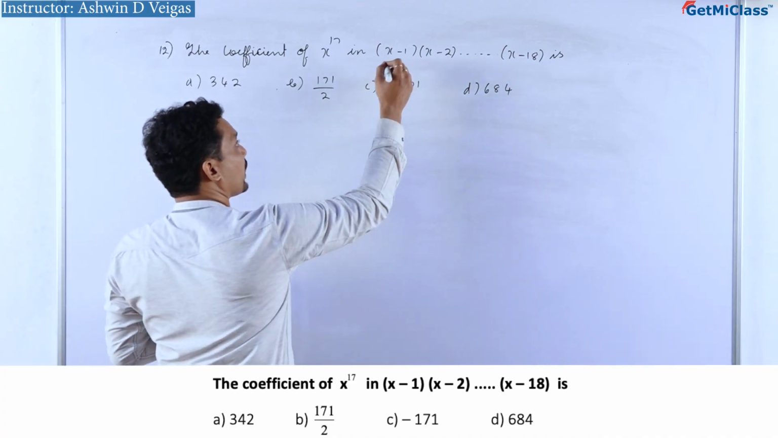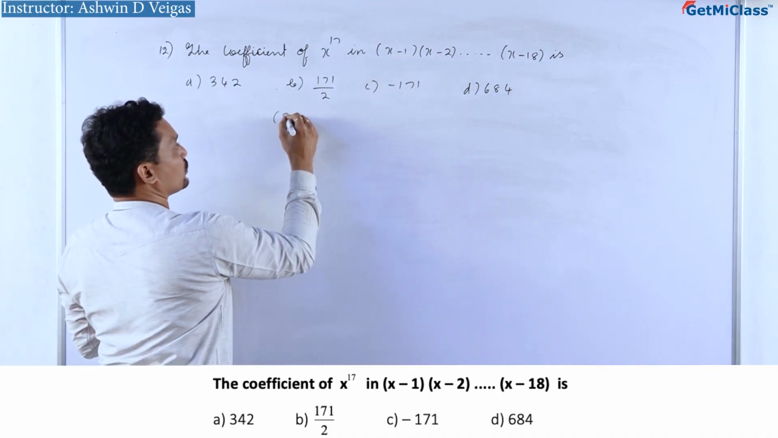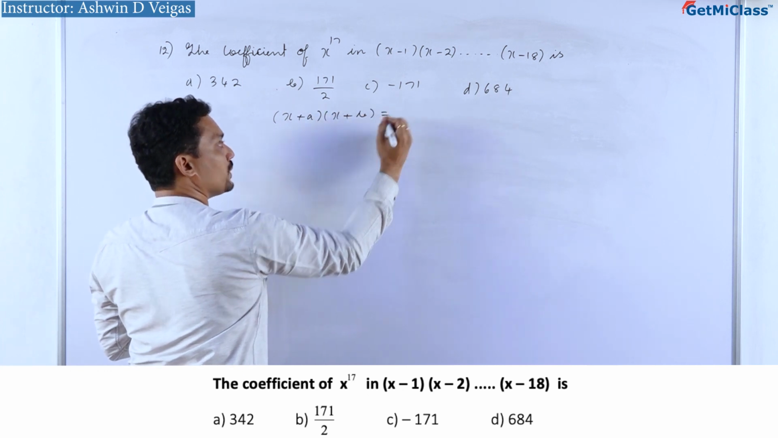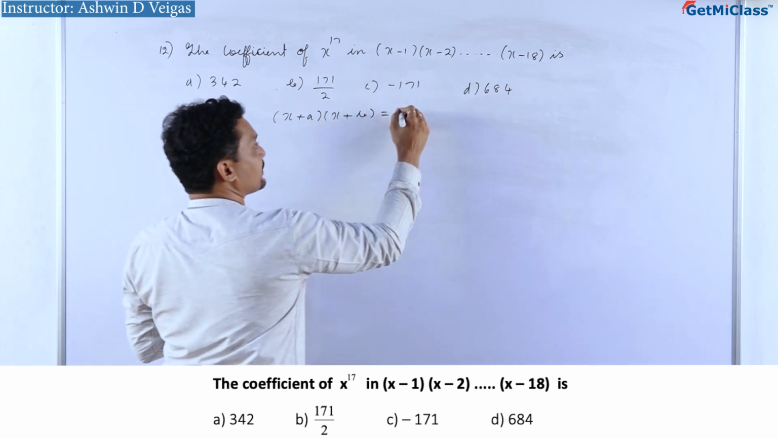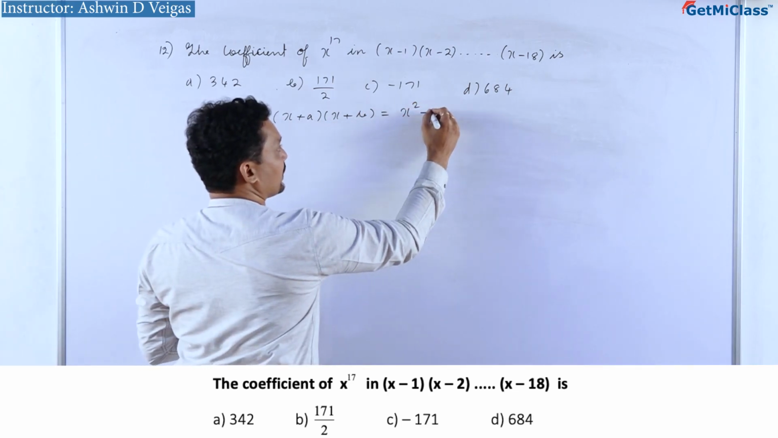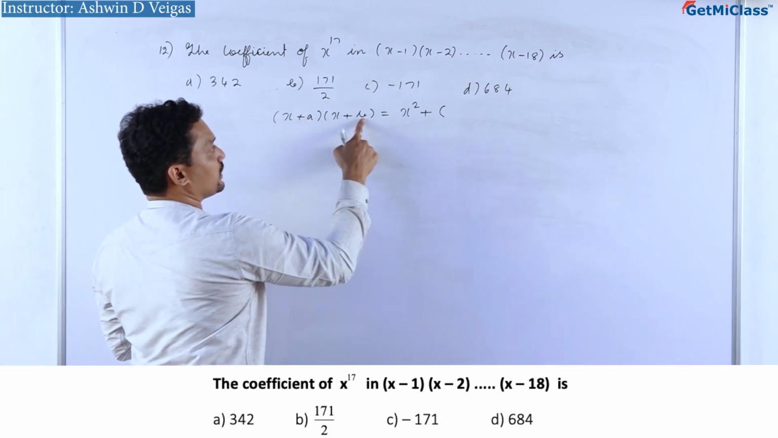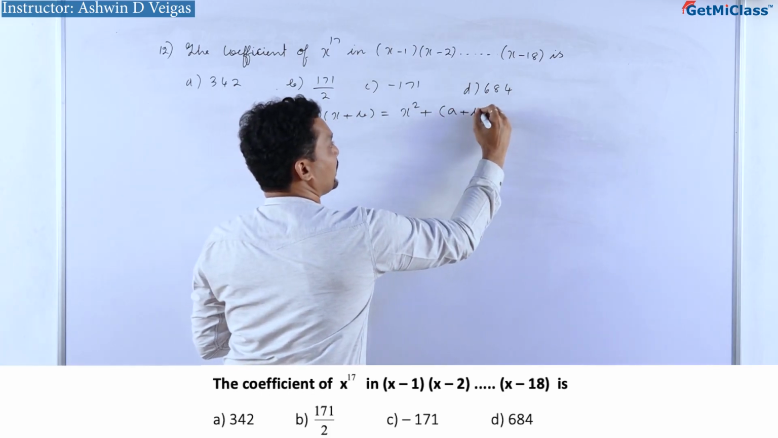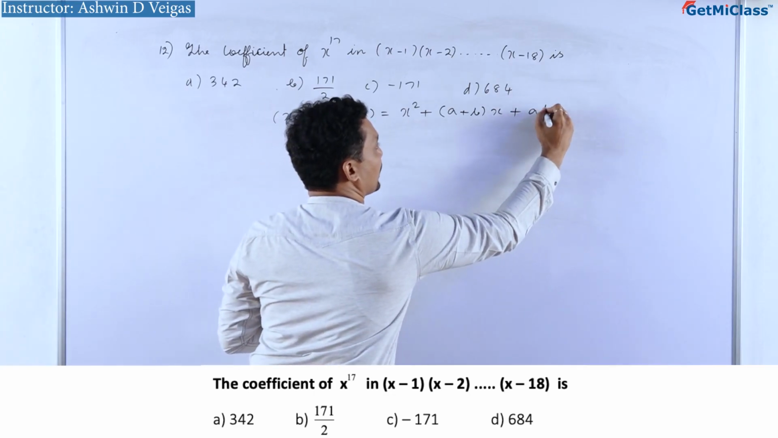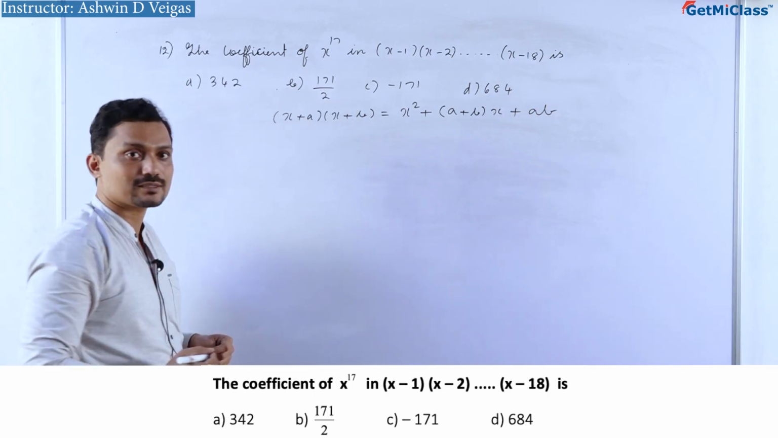Now, suppose you have two terms. Let us say, suppose you have x plus a into x plus b. Now, this is a formula that we have learnt in our lower classes. It is x square. Because of these two, it will become x square. Next, plus these coefficients will add, so that is a plus b into x plus a into b. So, this is the formula for x plus a into x plus b.